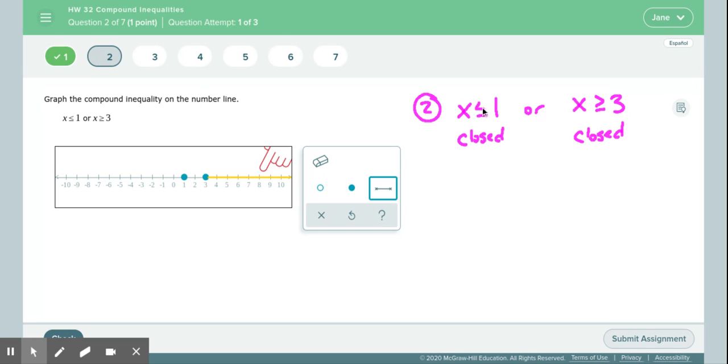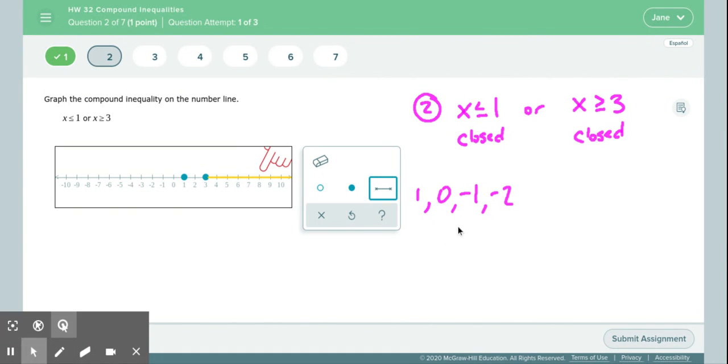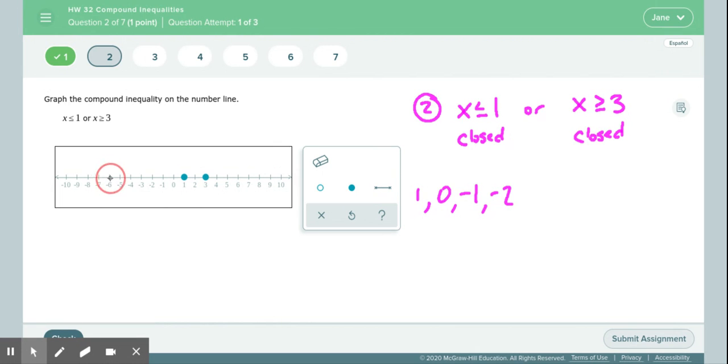I have numbers that are less than or equal to 1. All right, and once again, numbers that are less than or equal to 1 could be 0. It could be -1. It could be 1 itself. It could be -2, and so on. So notice that those numbers, okay, what I want to do now is I want to use this tool, and I want to click on where those numbers are located that I just said would make a true statement.